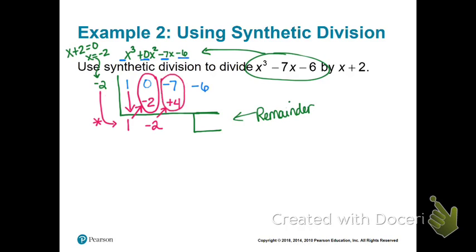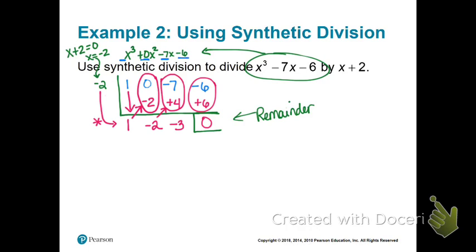So let's combine them. What's negative 7 plus 4? Negative 3. It's in that bottom row, so we're going to multiply it by negative 2. What's negative 2 times negative 3? And then we combine them, and what do we get? 0. And so that's our remainder there.